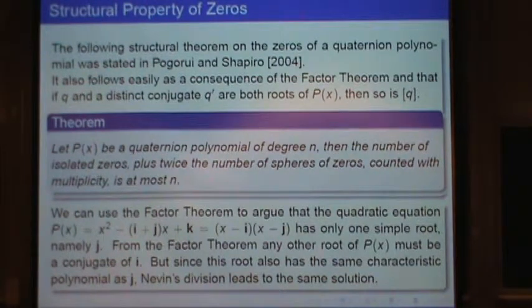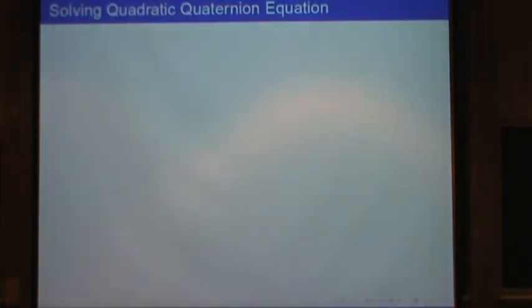We can use the factor theorem to argue that this quadratic equation has only one simple root, namely j. Okay, let me skip that part.